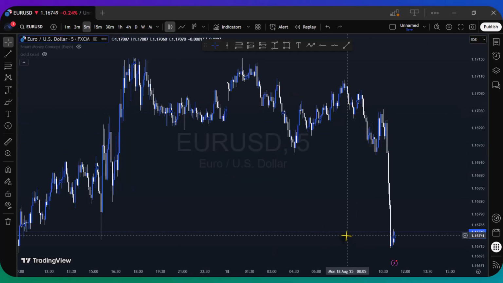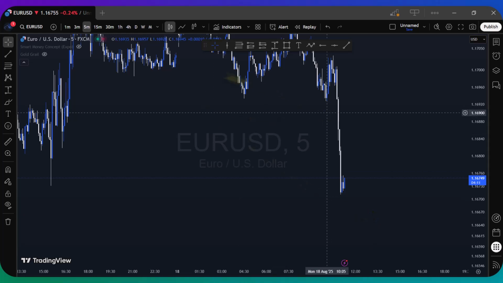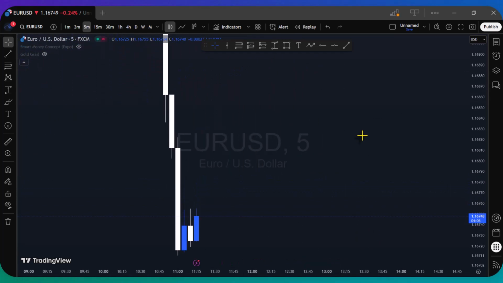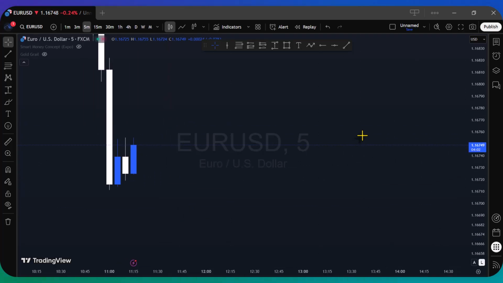So as you can see, this is EUR/USD, and I'm on the 5-minute time frame. If we zoom out a little bit, we can see the current price level. The current price level is 1.16745, and if it moves to 1.16755, that's a pip movement and also a 10-point movement. Do you get the analogy now?